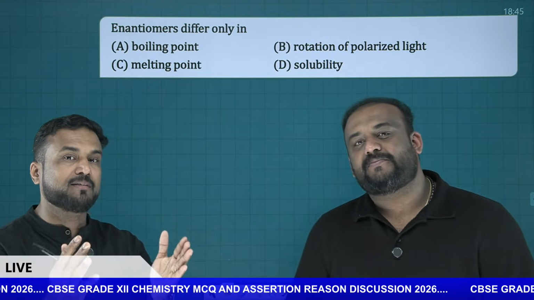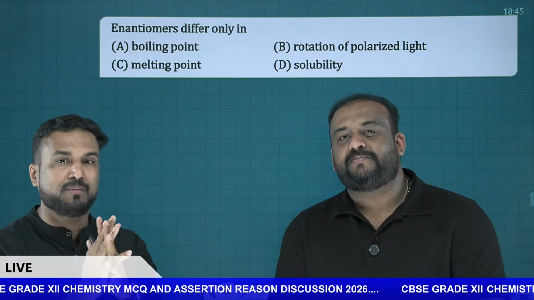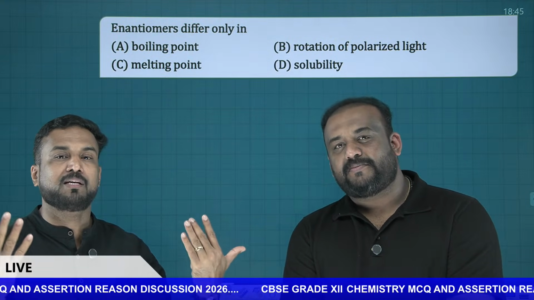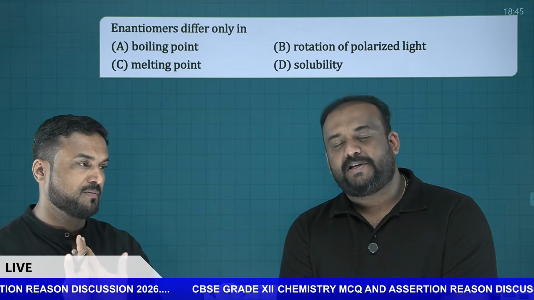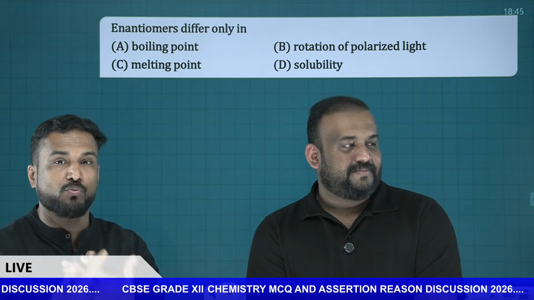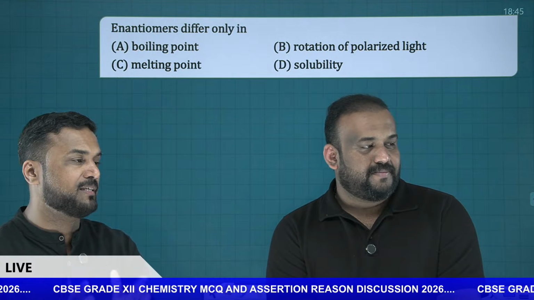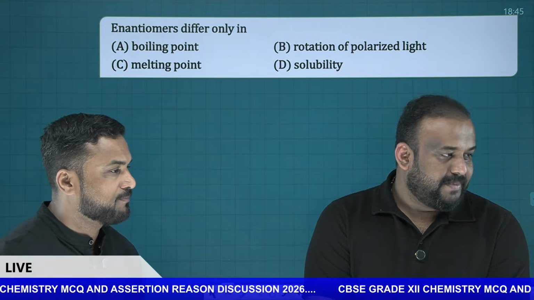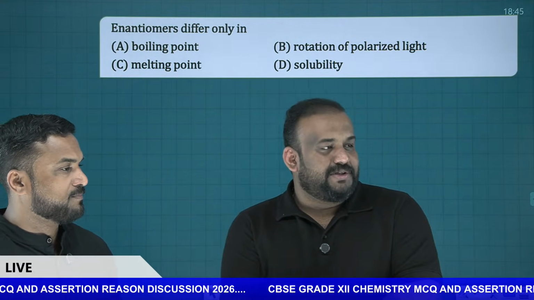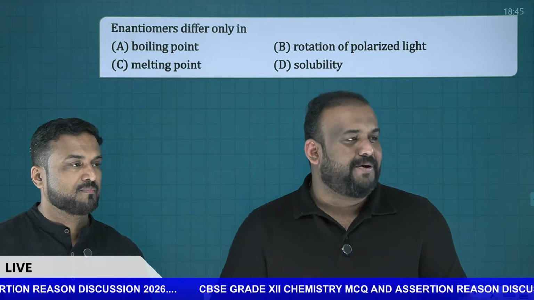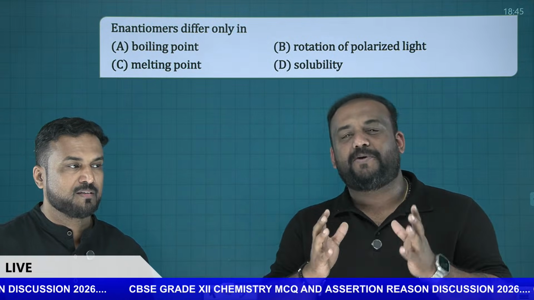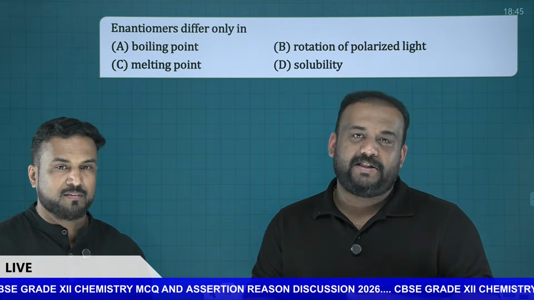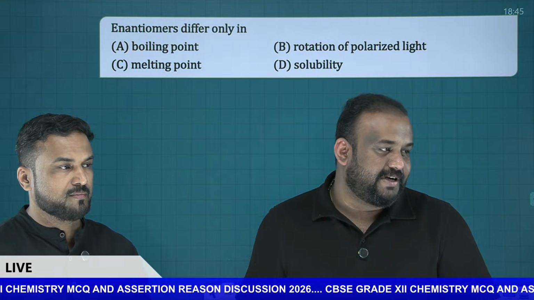When we take the enantiomers in an equimolar mixture, it is called a racemic mixture. Racemic mixture means the deviations equally cancel out. So which one is optically inactive? The racemic mixture is optically inactive, but enantiomers are optically active. They are non-superimposable mirror images having the same boiling point, melting point, and solubility, but they differ only in the ability to rotate plane polarized light, one towards the left and the other towards the right.